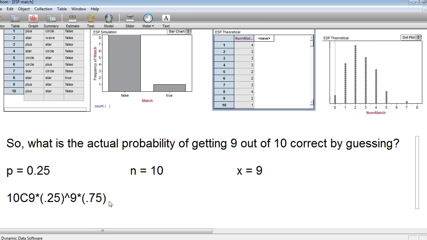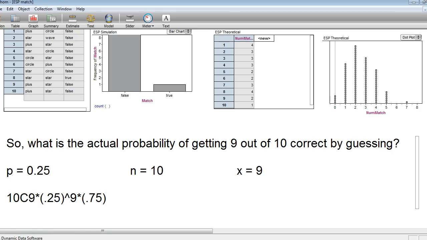And we're going to use the formula here where we have the number of ways to arrange our successes among the 10 trials. So that's 10 choose 9 times the probability of success, and there were 9 successes, so 0.25 multiplied by itself 9 times, times the probability of 1 failure. So let's take a look at our calculator for this.